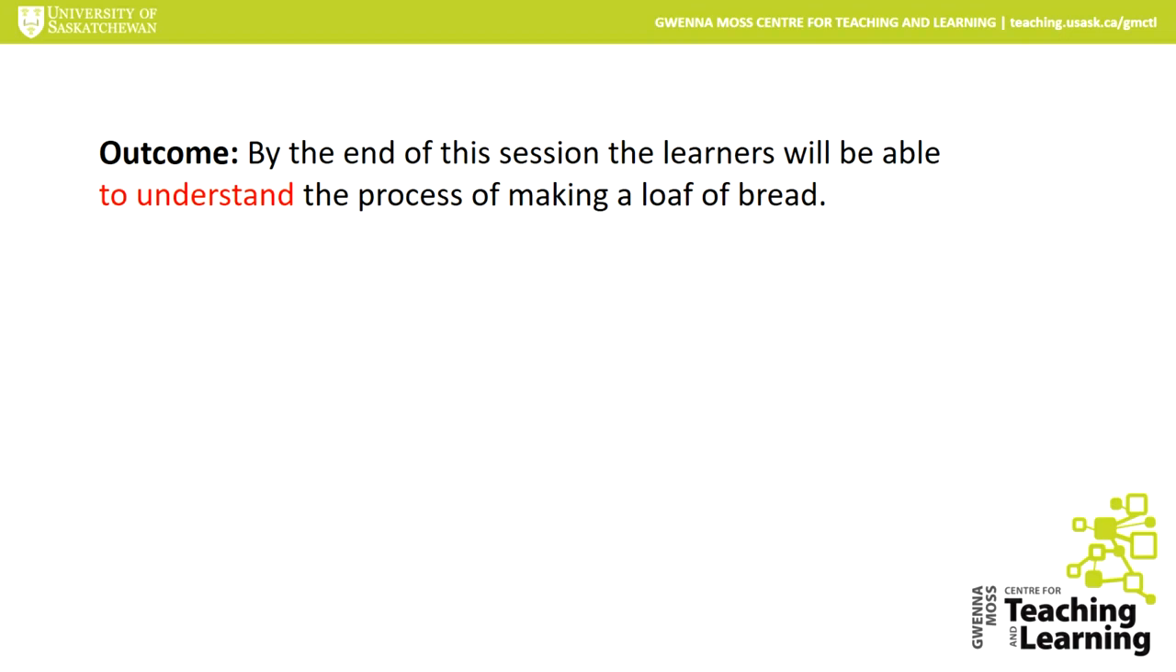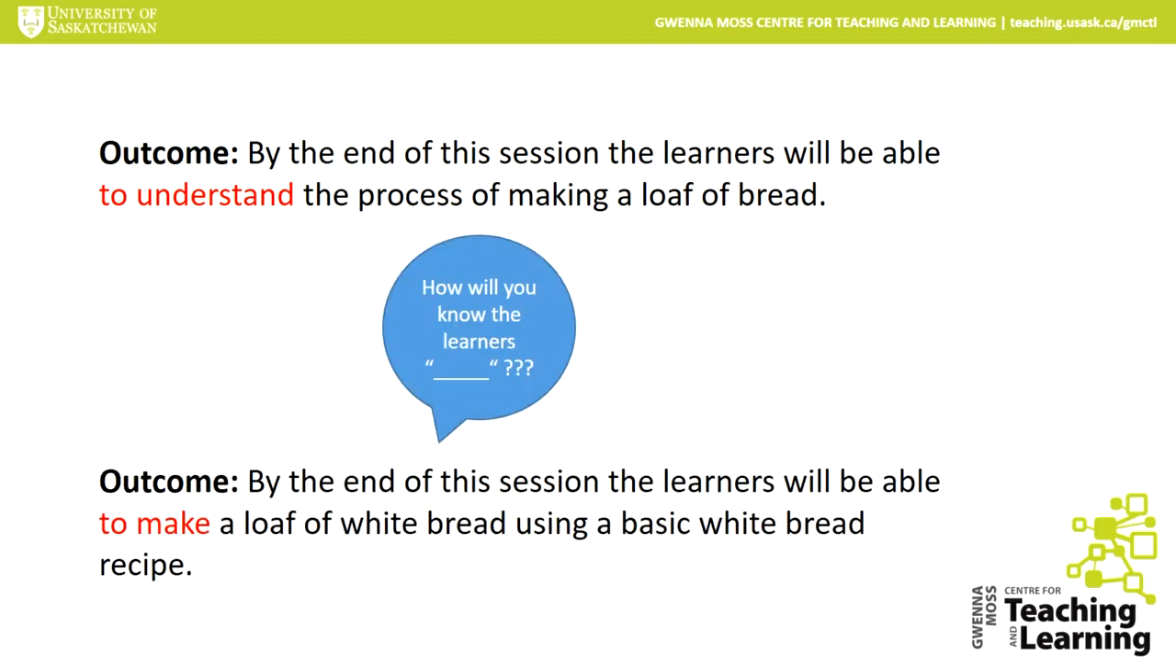And your answer to that question often points you to the verb that you want to be using. So in this case, I would know that my learners understood the process of making bread because they make a loaf of bread. So if I were to rewrite my learning outcome, it would be that by the end of this session, the learner will be able to make a loaf of white bread using a basic white bread recipe. So just asking yourself this simple question will help you clarify what active verb you want to be using.